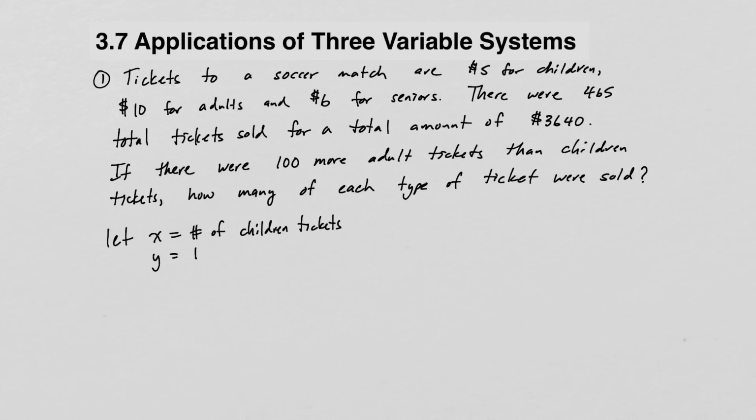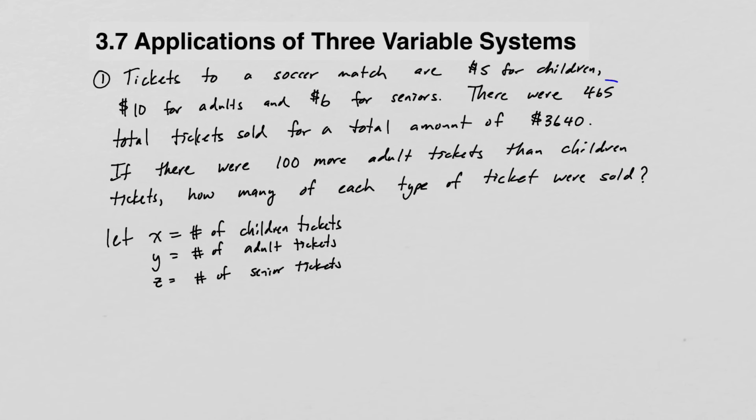Y will equal the number of adult tickets. And Z will equal the number of senior tickets. Now, we are trying to solve for 3 variables, and that means we need 3 equations. The first equation is relatively simple.